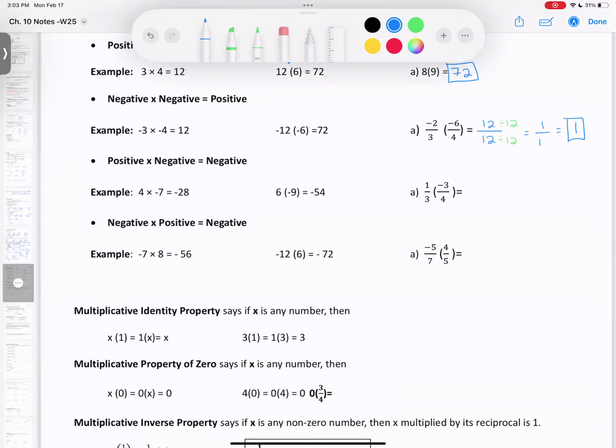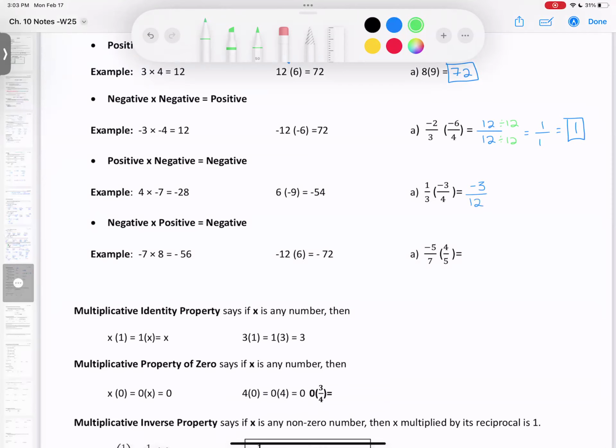Okay, if we've got a positive times a negative, we have unlike signs, and so we end up with a negative answer. So 4 times negative 7 gives us negative 28. 6 times negative 9 gives us negative 54. If we've got this fraction here, on top we're going to have 1 times negative 3, which gives us negative 3. And on the bottom, we're going to have 3 times 4, which gives us positive 12.